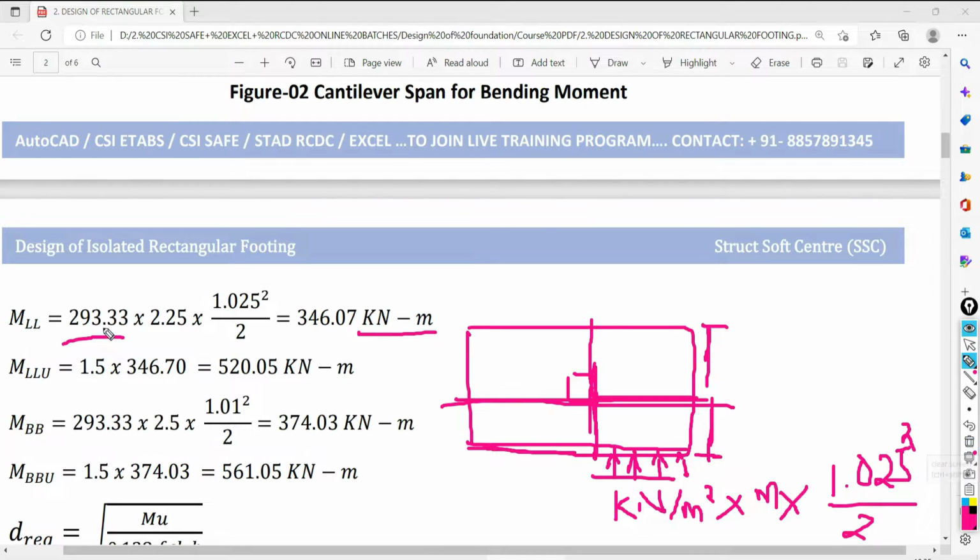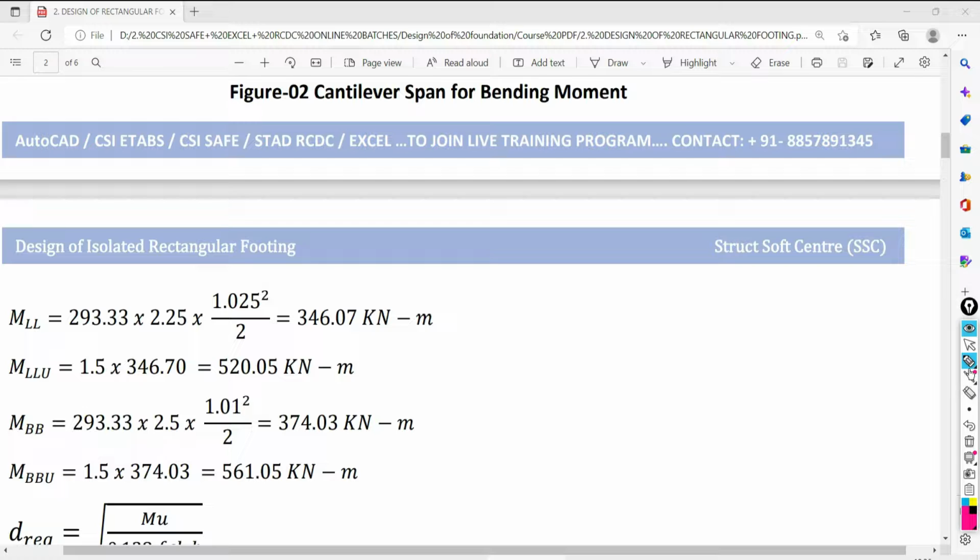So I am going to put all the values here: upward soil pressure as 293.33 kilonewton per meter square, multiplied by the full width of your footing as 2.25, multiplied by 1.025 square divided by 2. So you are getting the moment along the length of the footing as 346.07 kilonewton meter. It is the service moment. But for the design purpose, we need the factored moment. So just multiply this value by 1.5. So you are getting the factored moment along the length of the footing as 520.05 kilonewton meter.